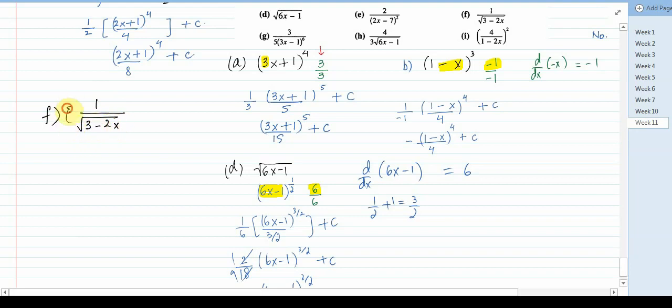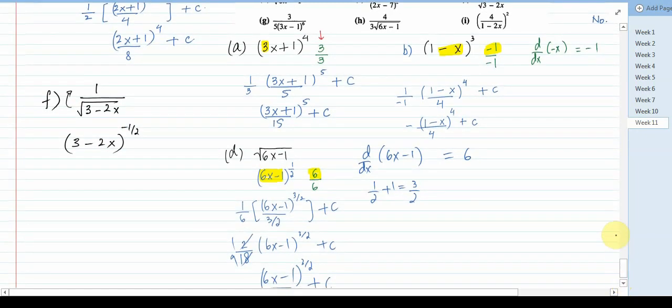I will shift this in the numerator, so that will be 3 minus 2x with the power minus 1 upon 2. Alright, so first you need to note down the solution of D in your copy, and then you need to start with part F, and for these two parts you have a time of 2 minutes. So start.